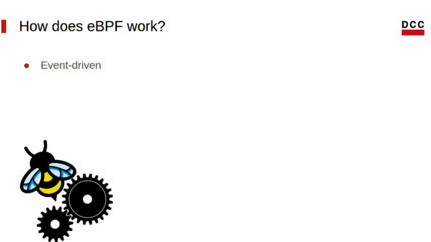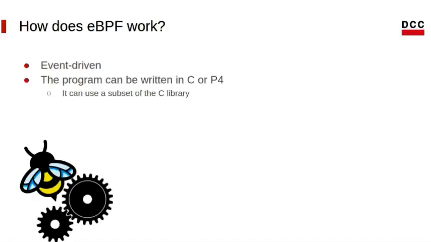How does eBPF work? eBPF is event-driven, and it is attached to a code path in the kernel. The program can be written in C or P4 language. If you use the C language, you should use a subset of the C library. The program can be compiled using the LLVM compiler, and it can have only 4096 instructions. This limit is important to ensure that the program execution finishes in the kernel.